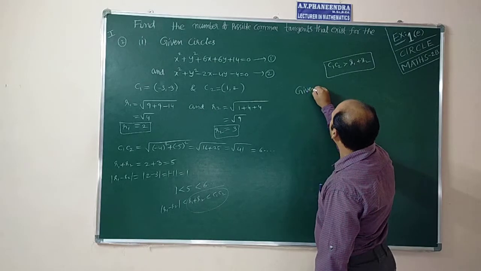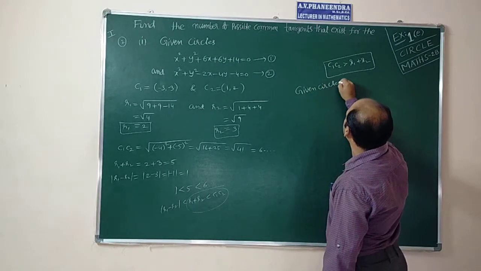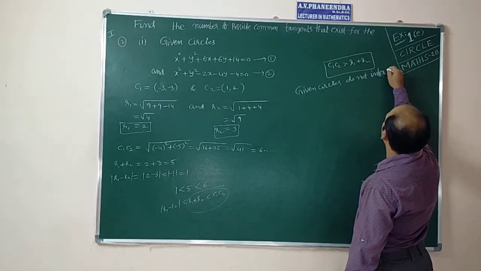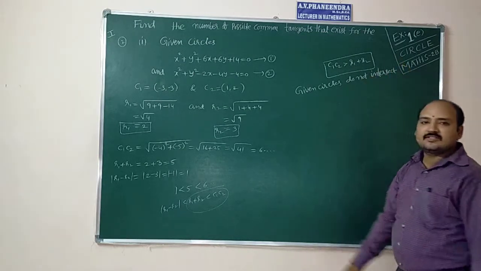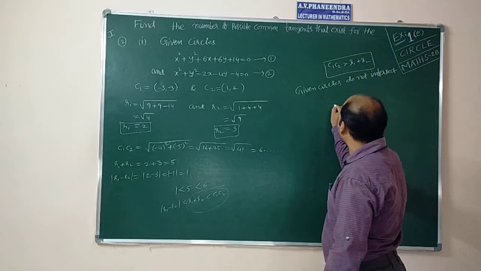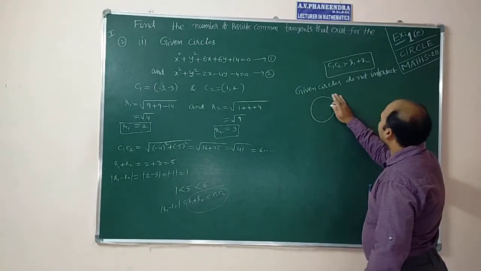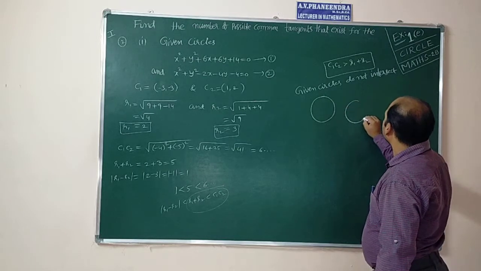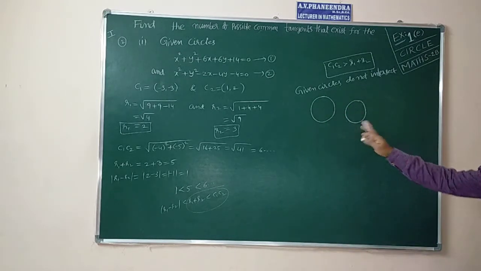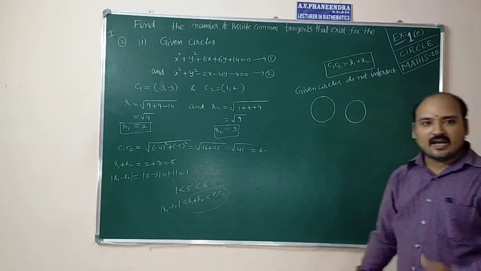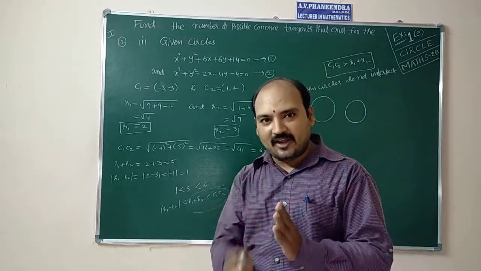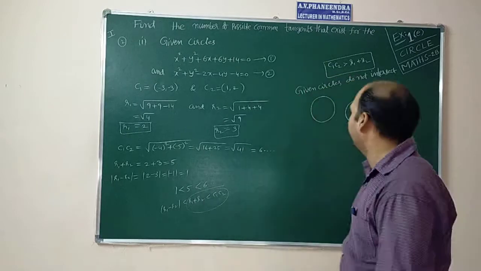Given circles do not intersect, and one is away from the other circle. So the diagram will become like this. These two circles will be in this position. Now we will calculate how many possible common tangents there are, that means how many direct and how many transverse.